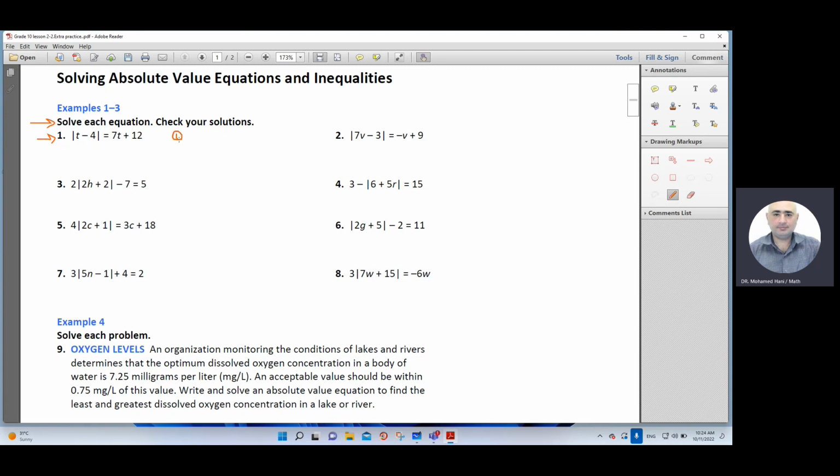The case 1, take the values without absolute value. Take t minus 4 equals, take the positive value, 7t plus 12. Then solve this equation. Here you have t. You can take 7t to the first side, it will be negative 7t. Then in the second side here you have 12. You can take negative 4 to the second side, it will be positive 4. Now t minus 7t will be negative 6t equals 12 plus 4 will be 16.